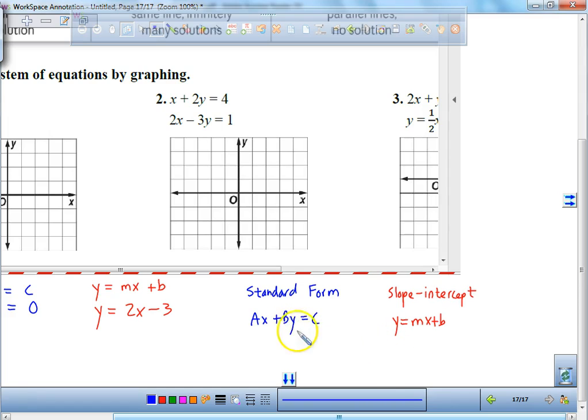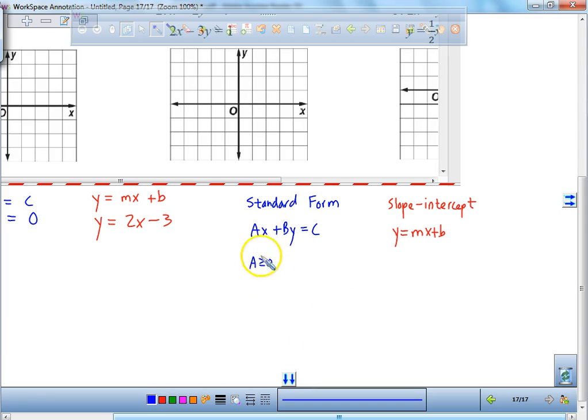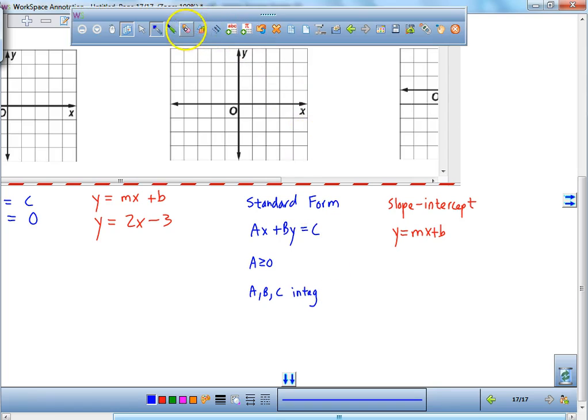So slope-intercept form is y equals mx plus b, and standard form is ax plus by equals c. Now, in standard form, there are things that you need to understand. Your a value will always be greater than or equal to 0, so you'll never have a negative a. A, b, and c will always be integers. So integers are numbers that aren't decimals, okay? You're not going to have halves or thirds or anything. They will just always be positive or negative numbers. The only one that can't be negative is the a value, okay?